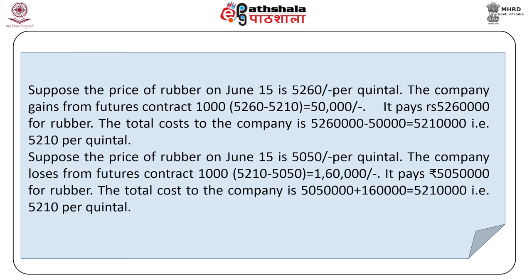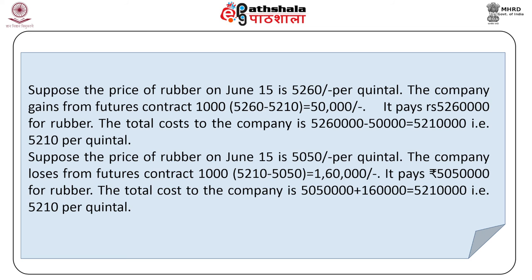The company gains from the futures contract by 1000 multiplied by (5260 minus 5210), which is equivalent to rupees 50,000. It pays rupees 52,60,000 for rubber. The total cost of the company is actually rupees 5,210 per quintal. Suppose the price of rubber on June 15 is rupees 5,050 per quintal.